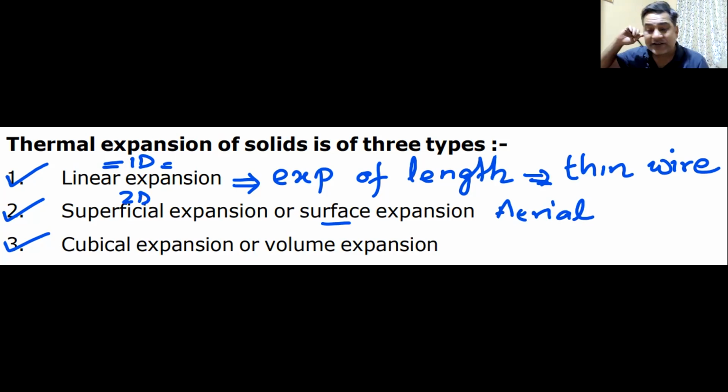The third type of expansion is for any body which has a length, which has a breadth, which has a thickness. It will always expand in volume. Such type of expansion is known as volume expansion or cubical expansion. Do we understand this?